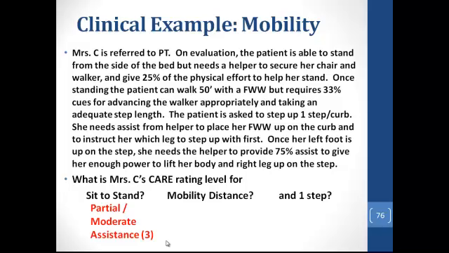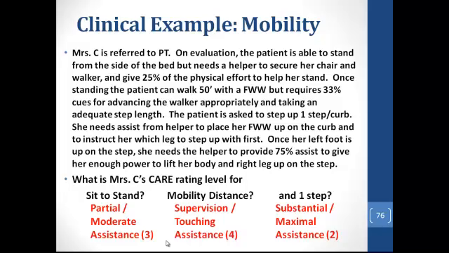The best answer for sit to stand is partial and moderate assistance, because the helper provides less than half the effort, but the patient needs physical assistance to get standing. The best response for mobility distance would be supervision or touching assistance, because the helper provides verbal cues, which are necessary to accomplish the mobility distance safely. The best response for going up and down 1 step is substantial or maximal assistance, because the helper provides more than half the effort to assist the patient in getting up onto the step. As always, remember that there are more clinical examples in the training manual.